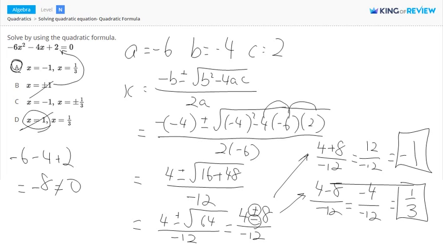What about C? Well, the problem with C is the fact that it has 3 answers. And the quadratic equation is only going to give you 2, 1, or 0 answers. That's why you immediately know this is wrong. That's why the answer to this question is A.